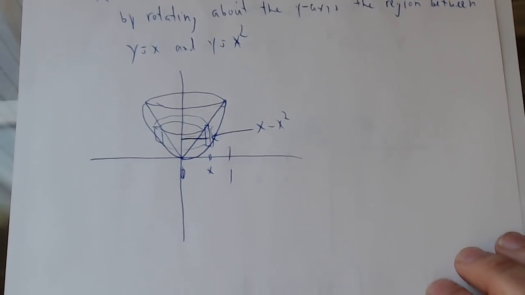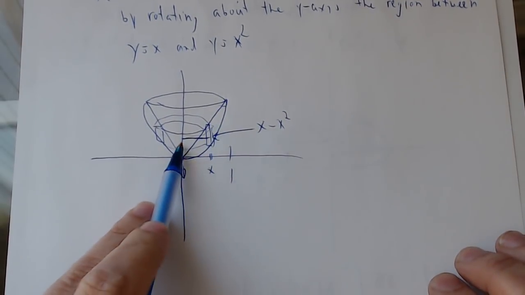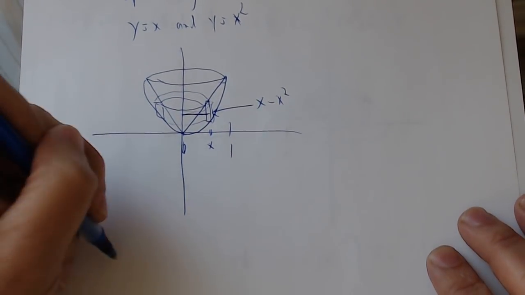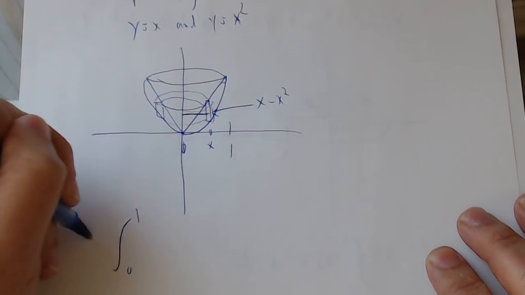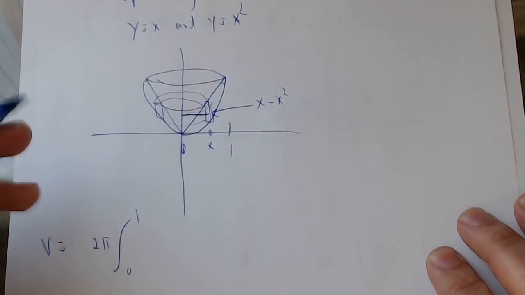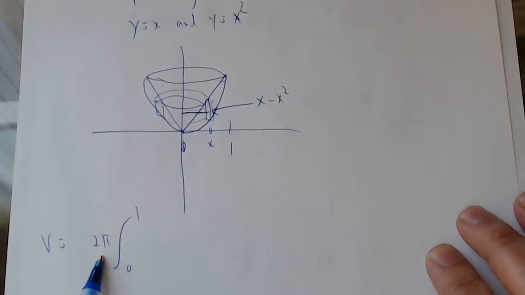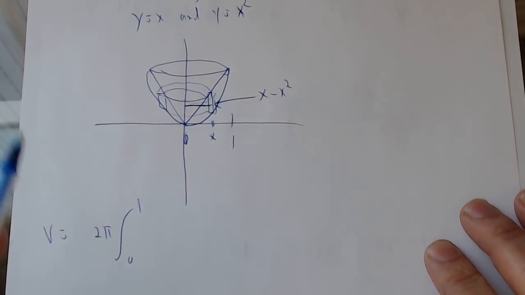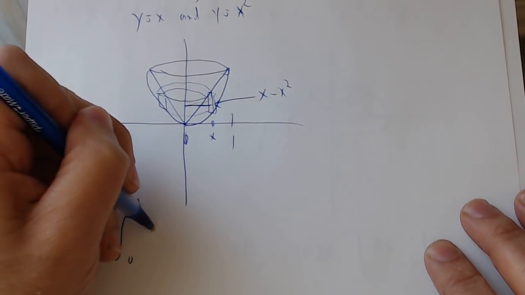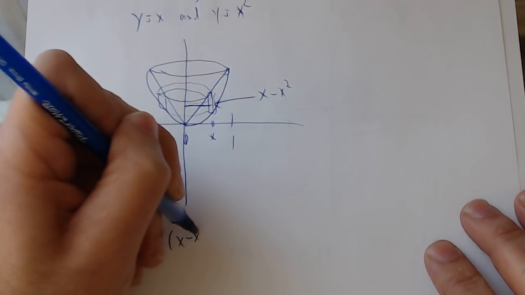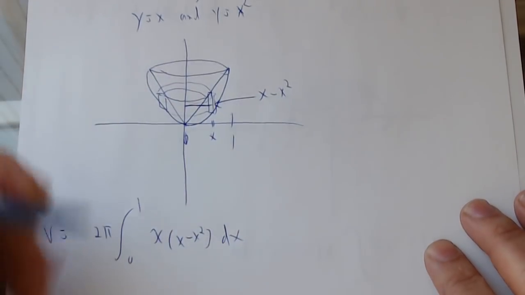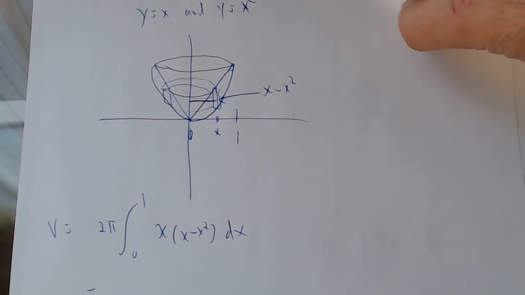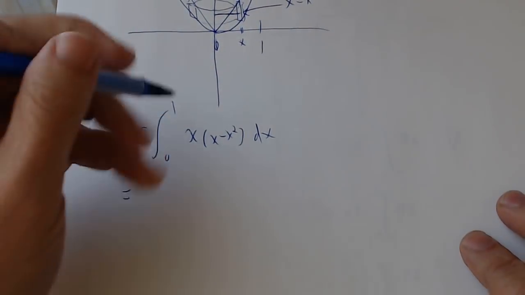So once we've identified the height and the radius, now we're good to go. So this will be what? The integral from 0 to 1. Let's not forget the 2 pi, because remember, the 2 pi is always in there with the shell method. It'll be the radius times the height dx, which now we could easily simplify.